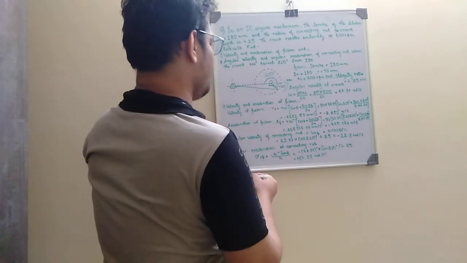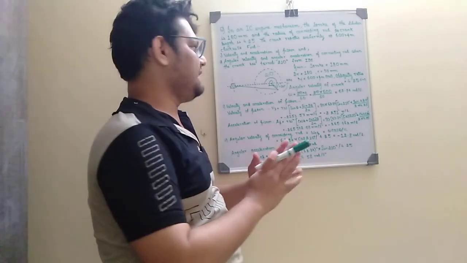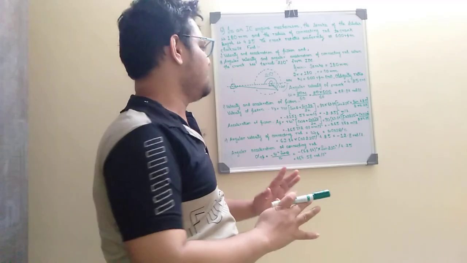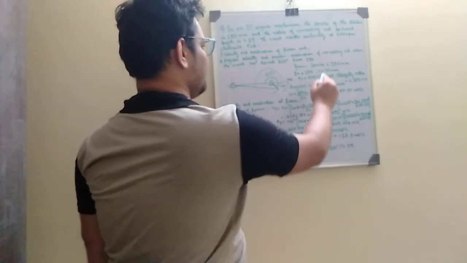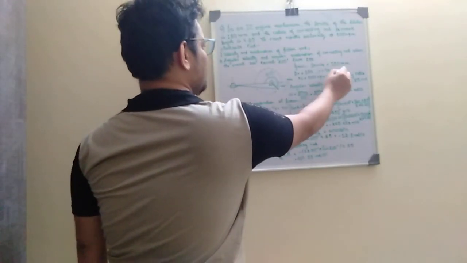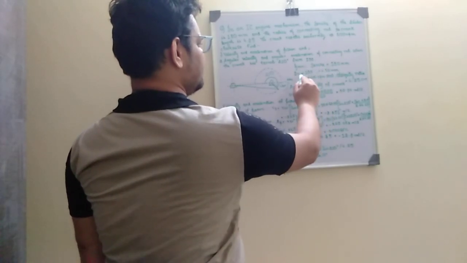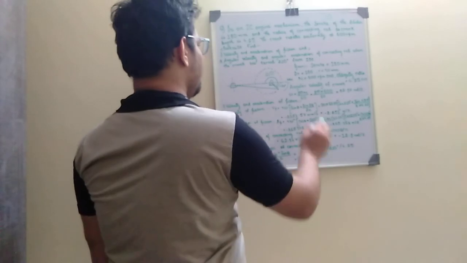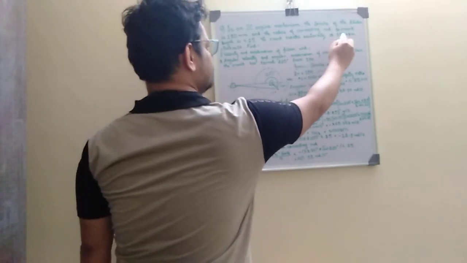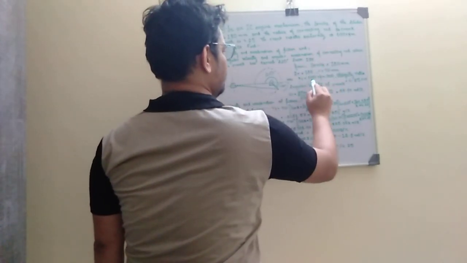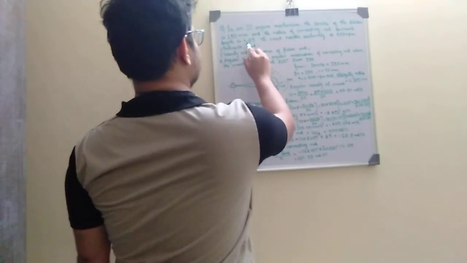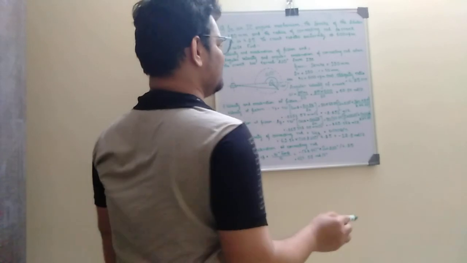Whenever we are going to calculate anything, first of all we have to take out what data is given in the question. Here the stroke is 180 millimeter, so we find the radius: 2r is equal to 180, r is equal to 90 millimeter. The speed is 600 rpm, already given, and the obliquity ratio n is 4.25. This is all the data given in the question.